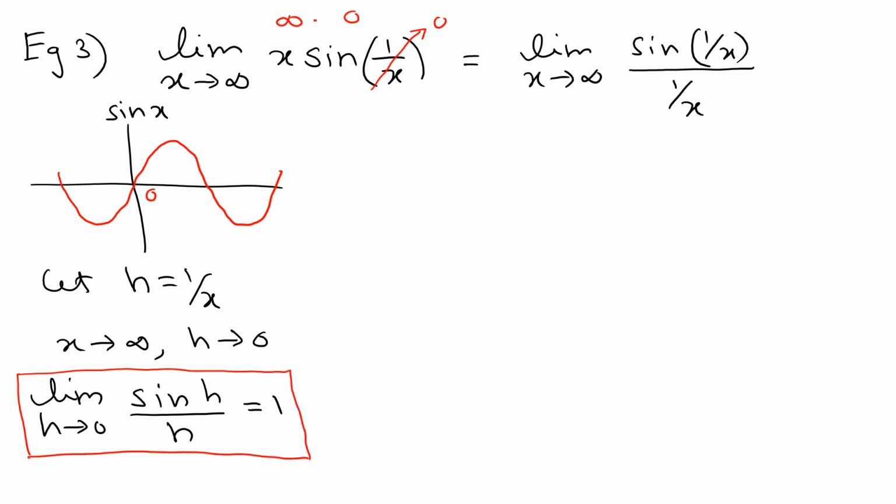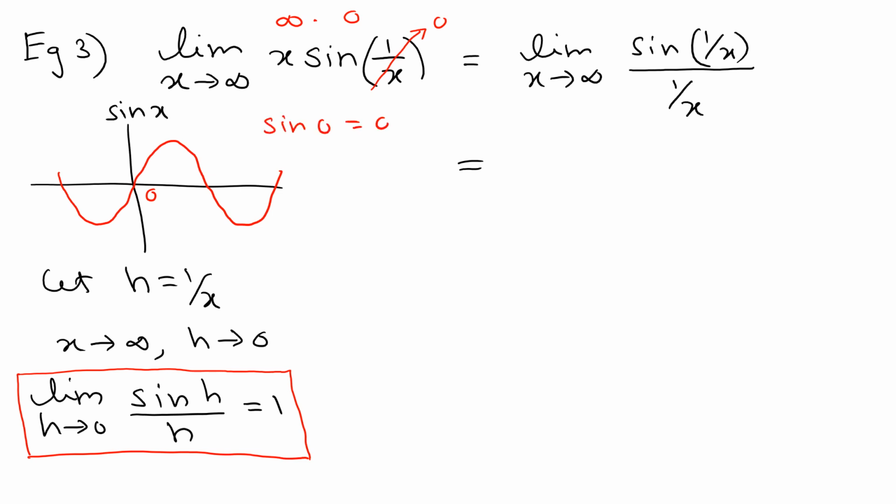But now let's see how we can use the Bernoulli rule directly for this problem. As before, when x goes to infinity, 1 over x goes to 0. Because of that, and also because sine 0 is 0, we know that it is a sine 0 is 0 case.